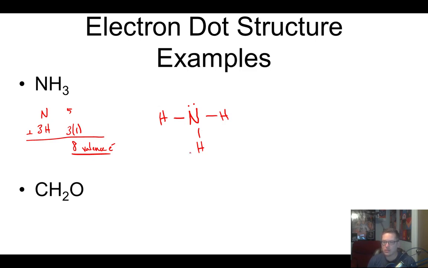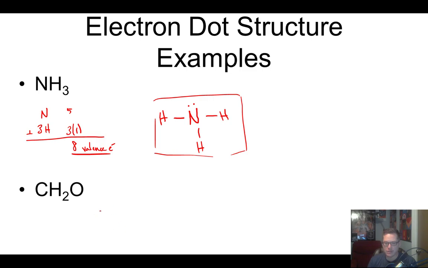And so now it's got 8 electrons around it, right? It's got 3 bonds, and then a lone pair. So 1, 2, 3, 4, 5, 6, 7, 8. So now it's satisfying the octet rule. It's got 3 bonds and 1 lone pair, and we call this a lone pair because it's a pair that's all alone. It's using 8 electrons, and we had 8 valence electrons, so we're good. So this would be the electron dot structure for NH3, ammonia.